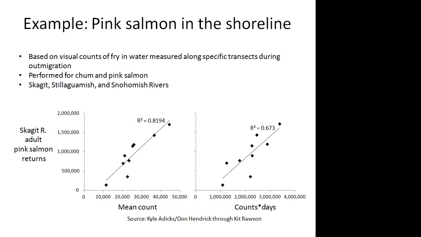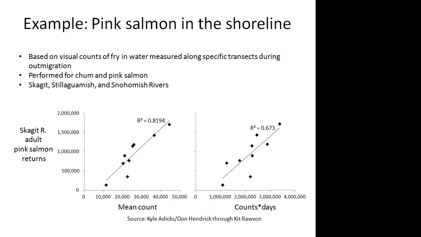So pink salmon. This is not work that I do, so I'm relying on the expertise of others in the room, and Kip Rawson provided this as an example. Basically what people have done is they've used visual counts along specific transects along the shoreline and counted fish at regular intervals in a very standardized method. So we have 2 metrics here. One is the mean count over the time period that they're measuring, and then you could do a cumulative abundance, the number of counts expanded by the number of days. And both of these were well predicted.